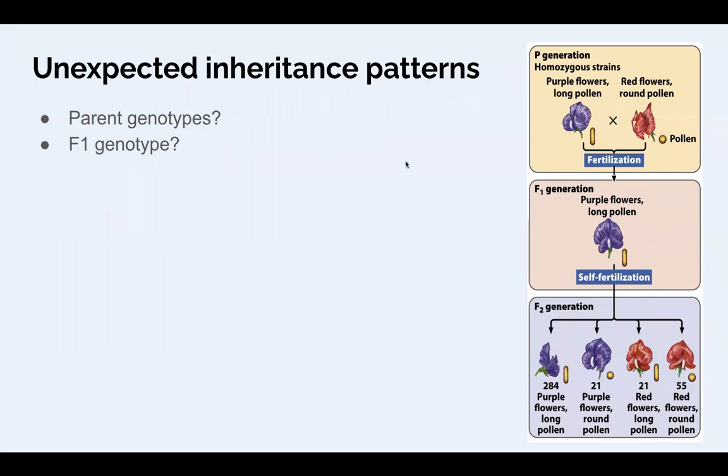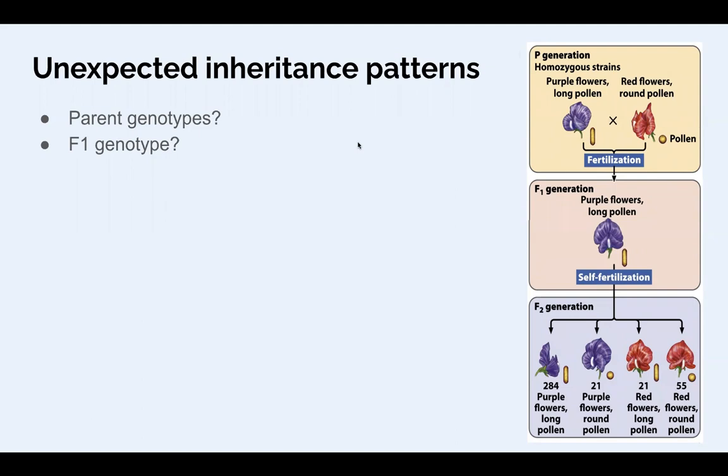So we've got a case where we're crossing two kinds of plants with different phenotypes in their pollen and their flower color. So purple flowers, red flowers, long pollen, round pollen. And it says up here, these are homozygous. It hasn't told us anything about the genotype, so we can use our powers of deduction and figure out what these are. And they have a complete dominance inheritance type.